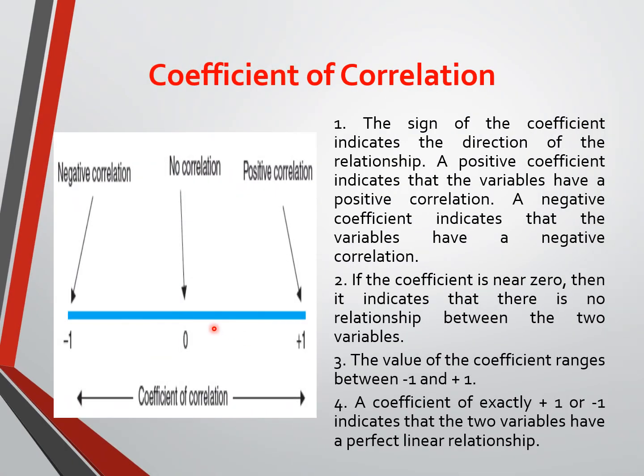Now, I already explained this, but graphically I am presenting that when the value is -1, it is negative correlation. When it is 0, it is no correlation. When it is +1, it is positive correlation. So your answer is going to be within these values only. Your correlation coefficient is always going to be between -1 and +1, and the decision is to be taken accordingly.